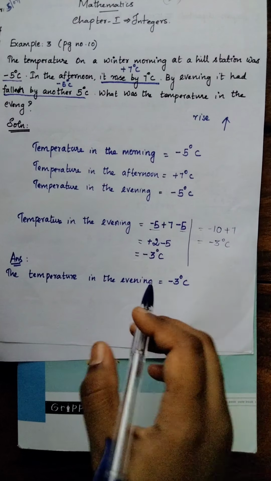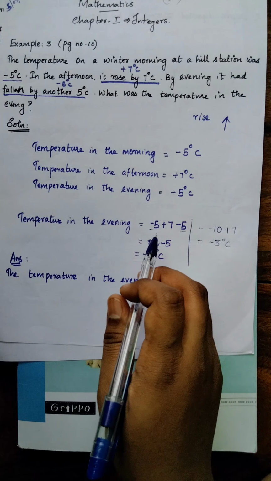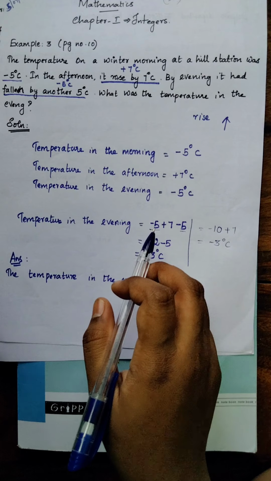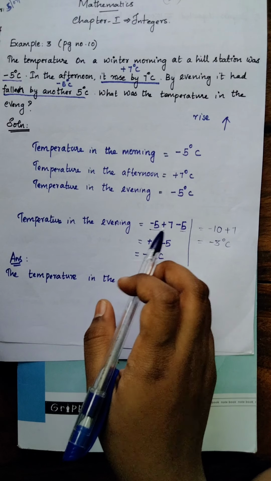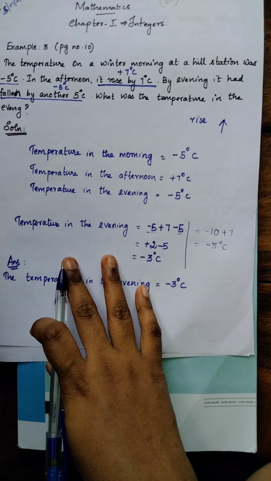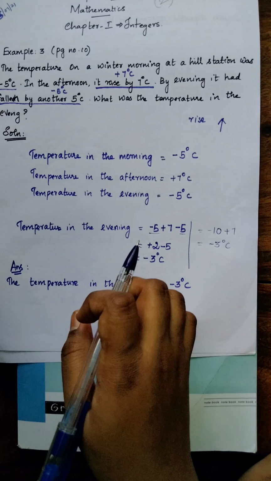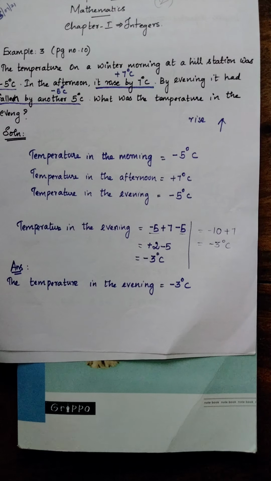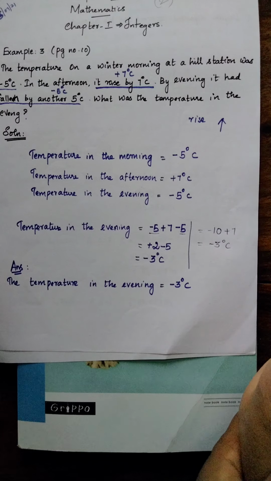Here I have simplified the first two numbers. Minus 5 plus 7 is 2. 7 minus 5 is 2. 2 minus 5 is minus 3. Both are the same. So the temperature in the evening is minus 3 degrees Celsius. This is your answer. Have you all understood?